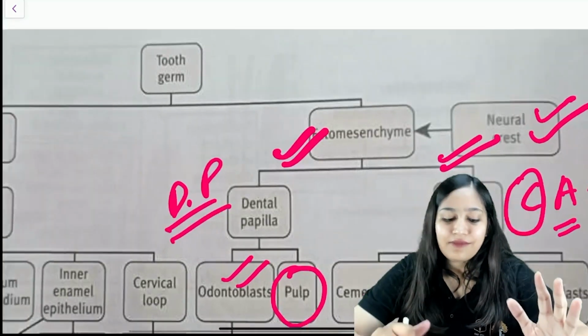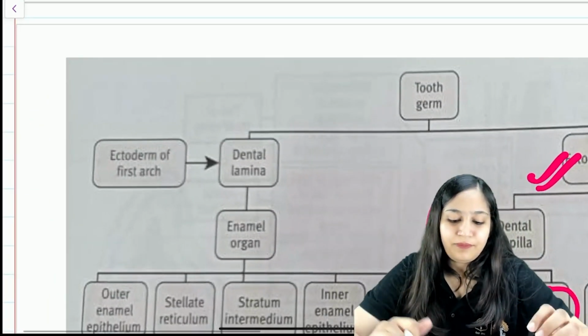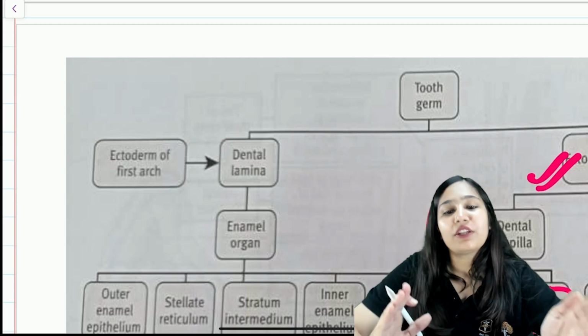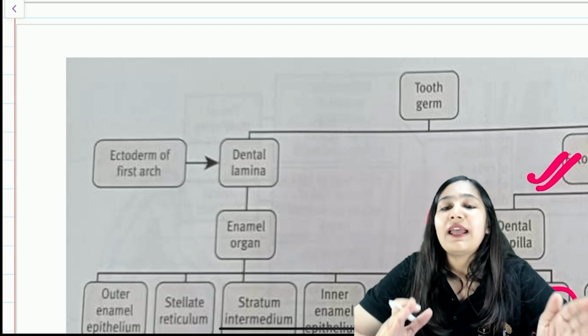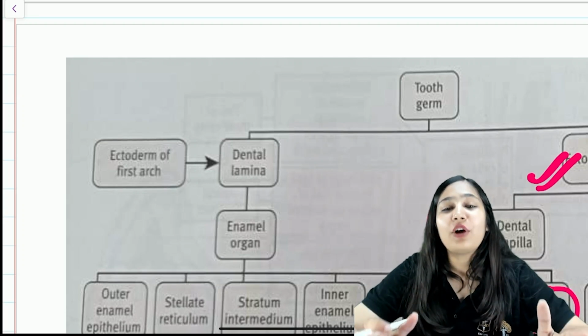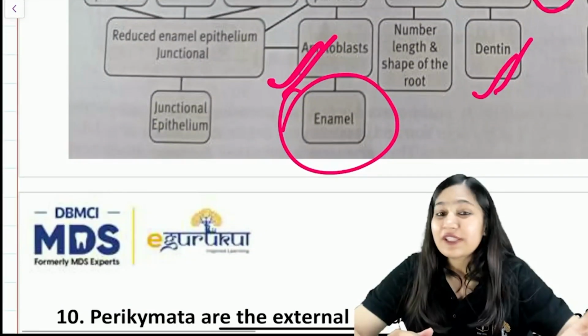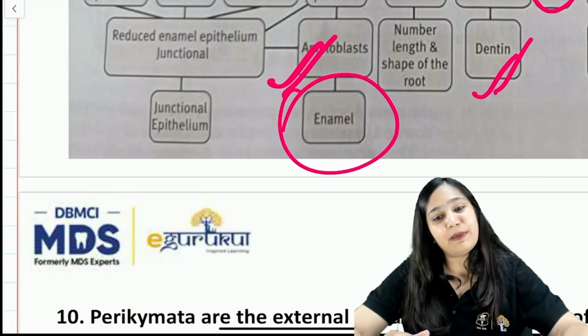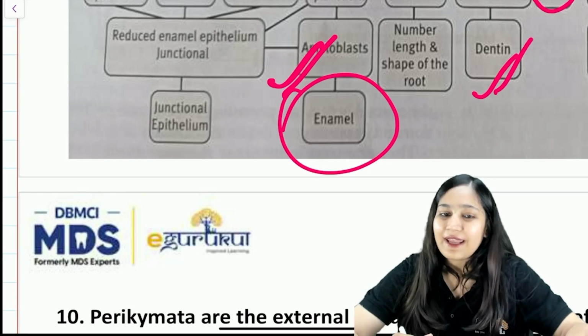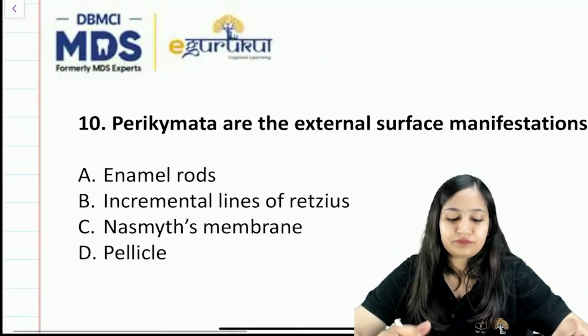And mainly enamel is formed from the ectodermal portion, while ectomesenchyme is derived from neural crest cells. And which is the ectomesenchymal portion? Dental papilla and dental sac or dental follicle.